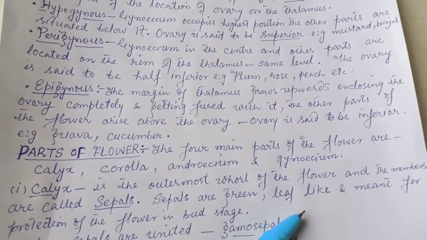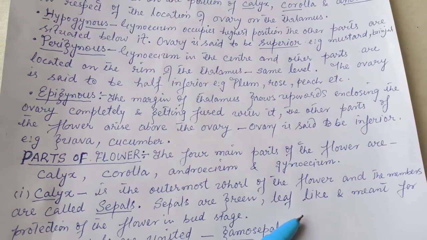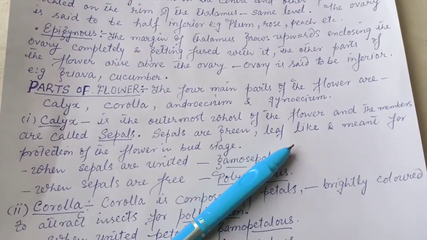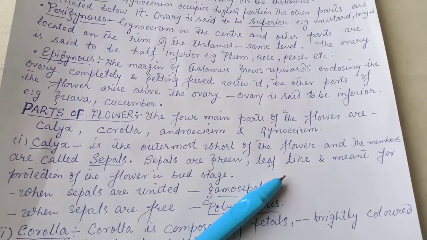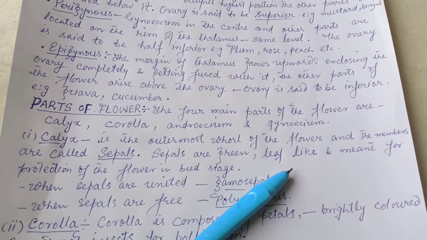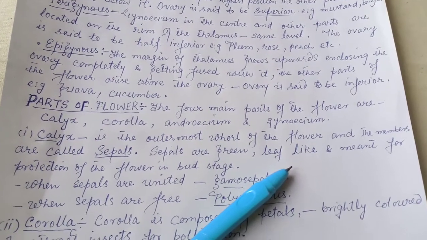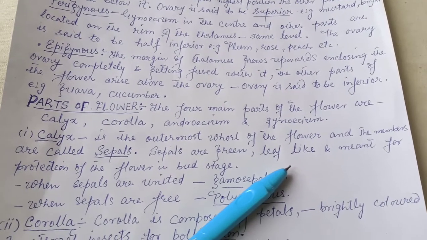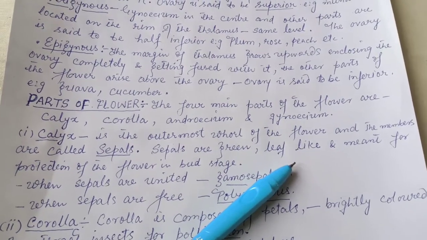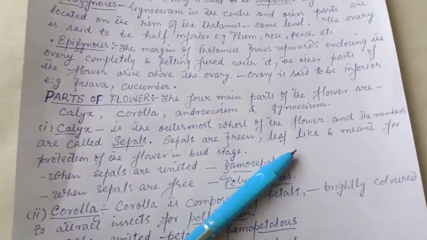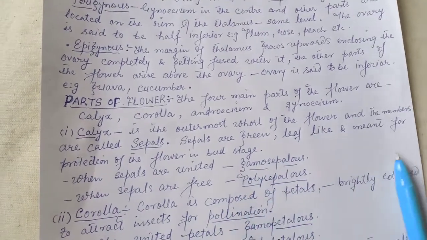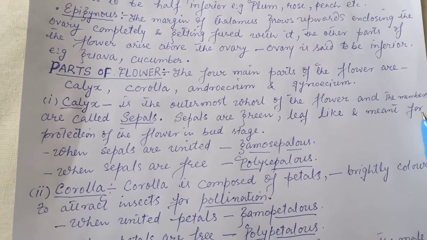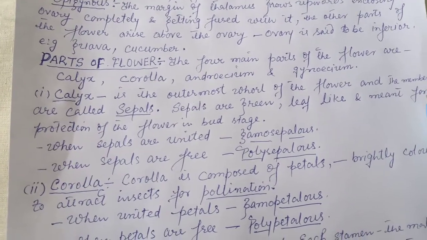Now the parts of the flower. The four main parts or whorls of the flower are calyx, corolla, androecium and gynoecium. Number one is the calyx. It is the outermost whorl of the flower, and the individual members are called sepals. Sepals are usually green, leaf-like, and are meant for protective purposes, and they protect the flower when it is in bud stage. When sepals are united, the condition is gamosepalous, and when sepals are free, it is called the polysepalous condition.